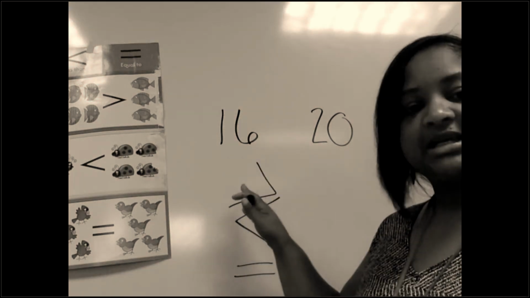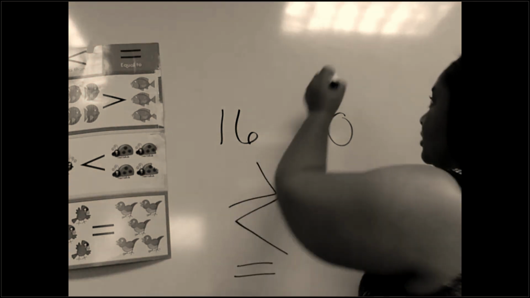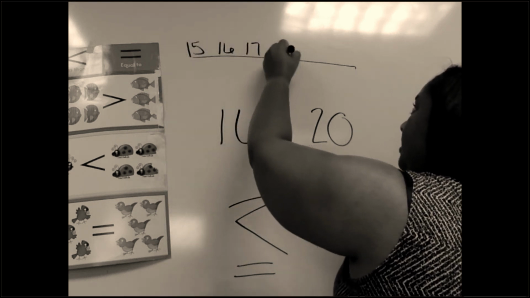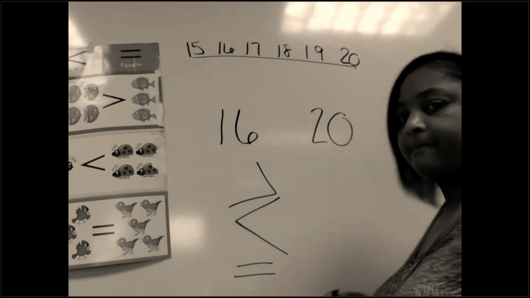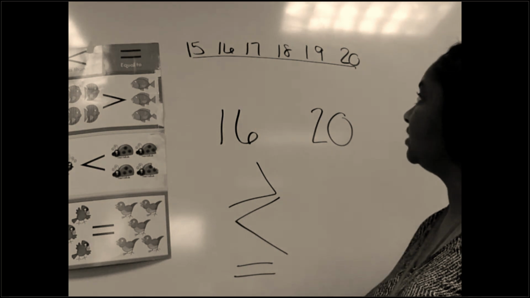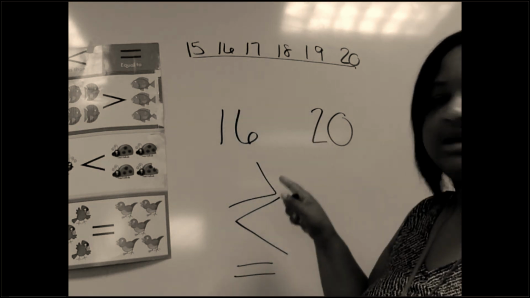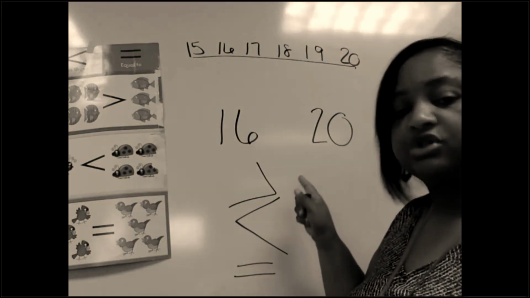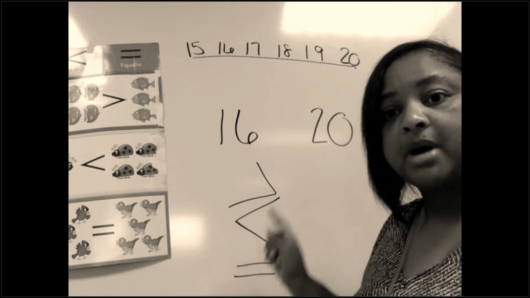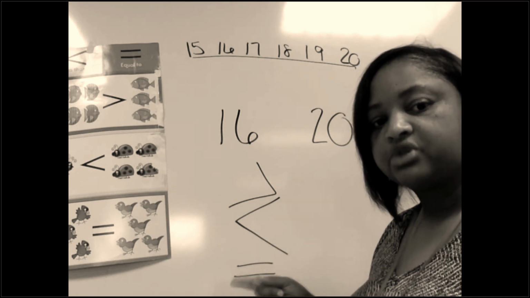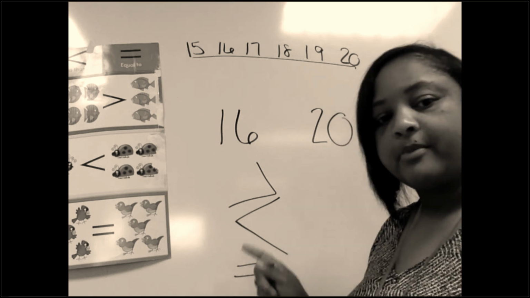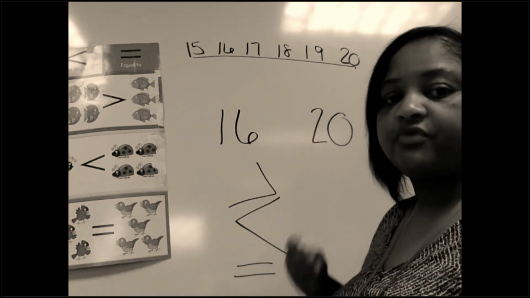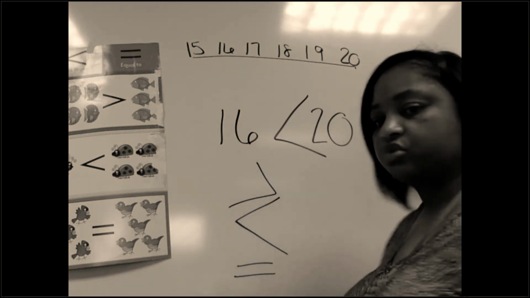So if I'm looking at 16 and I am counting, or if I have a number line, and I have 15, 16, 17, 18, 19, and 20. I have 20 on my number line. I'm looking and I see that 16 is closer to the left of the number line than it is to the right of the number line. So therefore, 16 is smaller than 20. So if 16 is smaller than 20, then my greater than, less than symbol always goes toward the bigger number. So therefore, my greater than, less than symbol would go toward the 20.